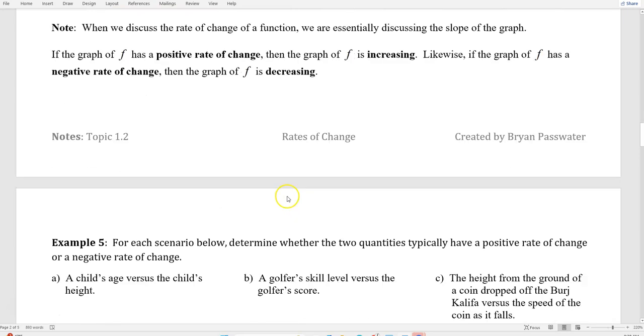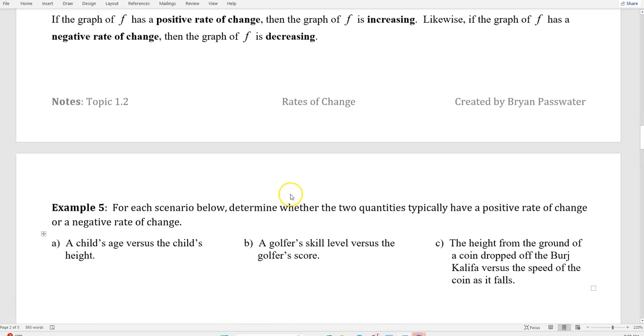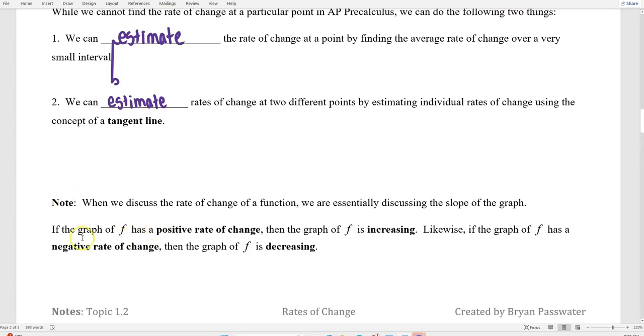So this goes on here to talk about if the graph of f has a positive rate of change, then the graph of f is increasing. Right? This is that chart that we had on the notes.